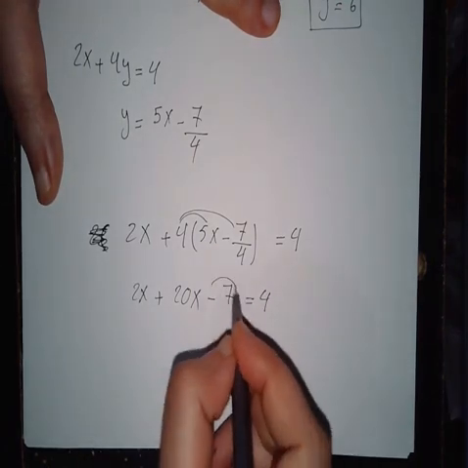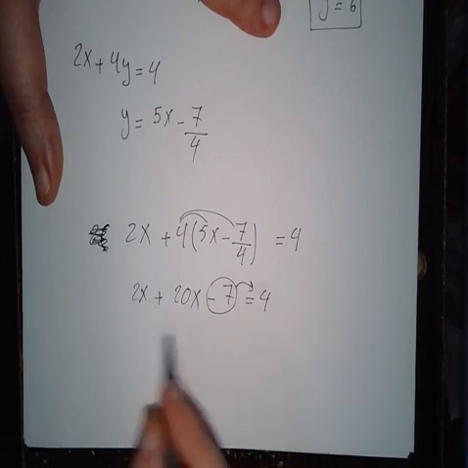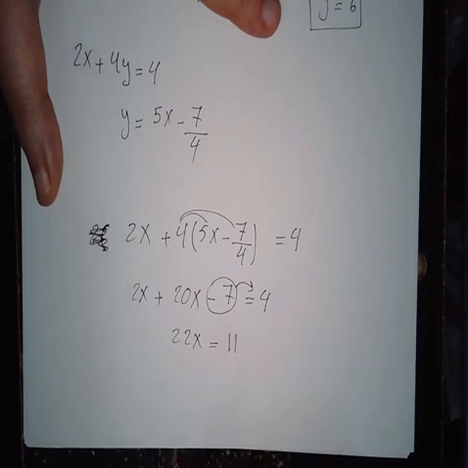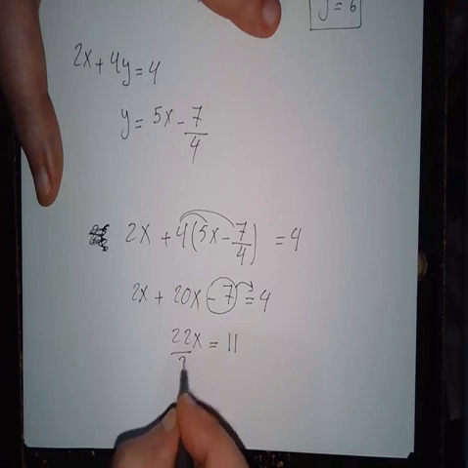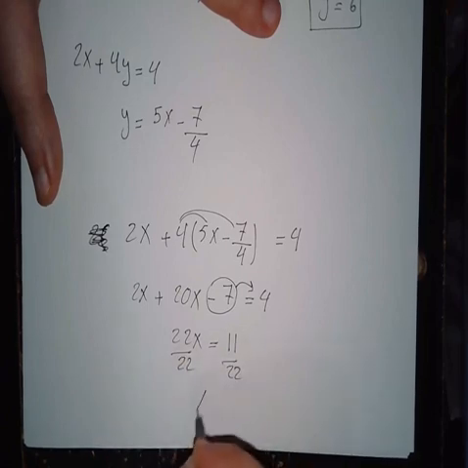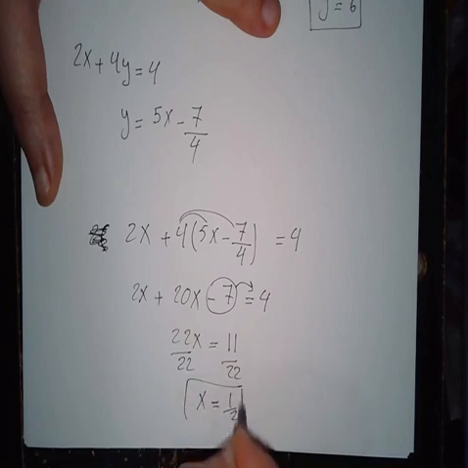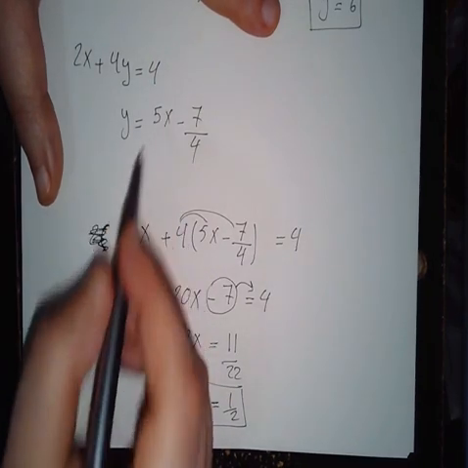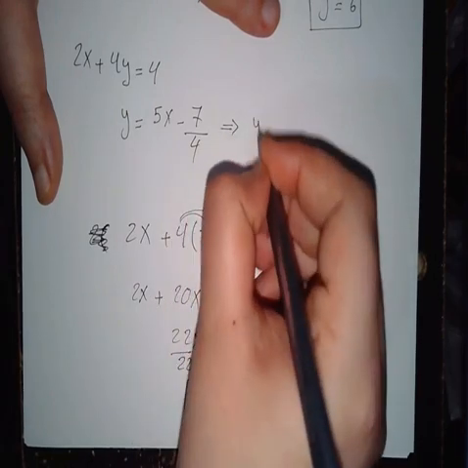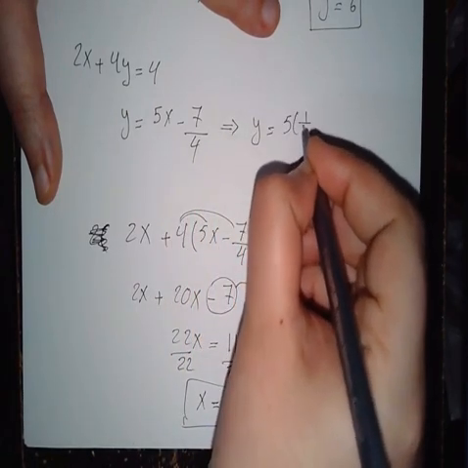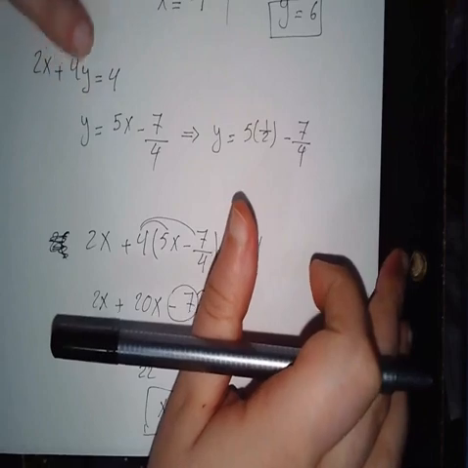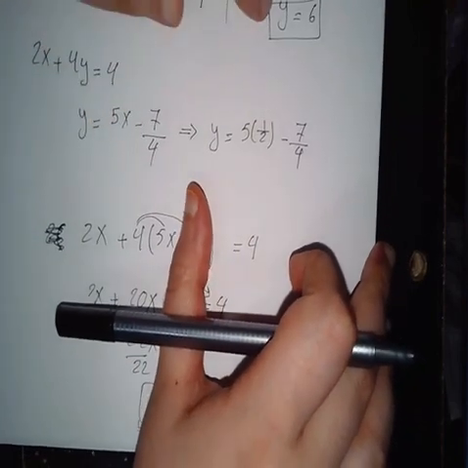Yeah? Grab 7, move it to this side, and add these two. So 22x equals positive 11. So dividing by 22, dividing by 22, and x is 1/2. Alright? That's x. Now we need to find y. You plug x in here. y equals 5 times the 1/2 minus 7 over 4. You're welcome to use your calculator, but plug it in here.